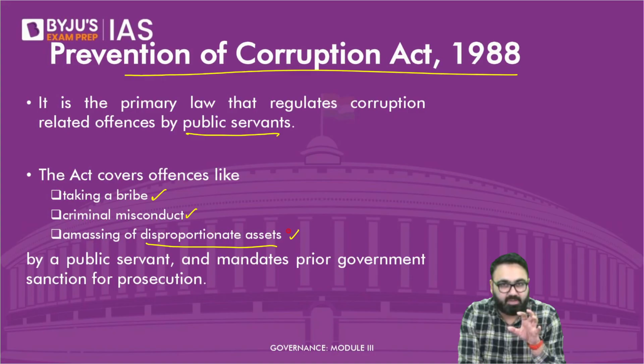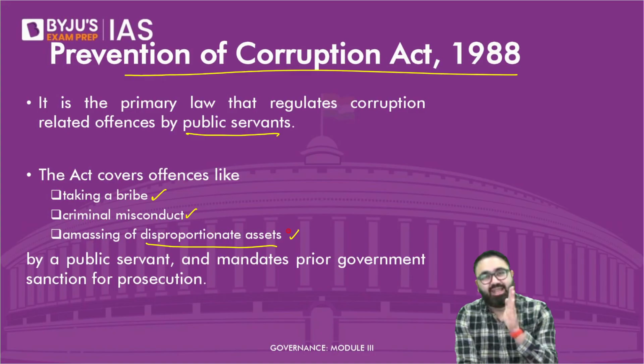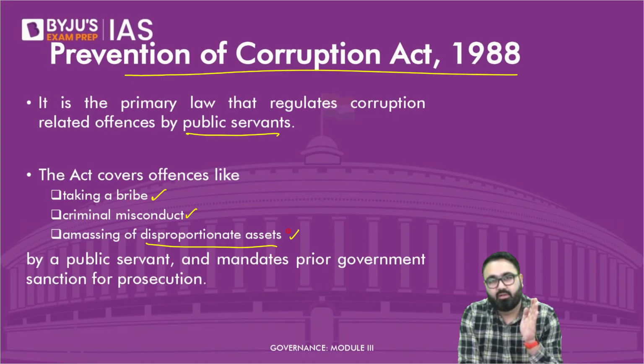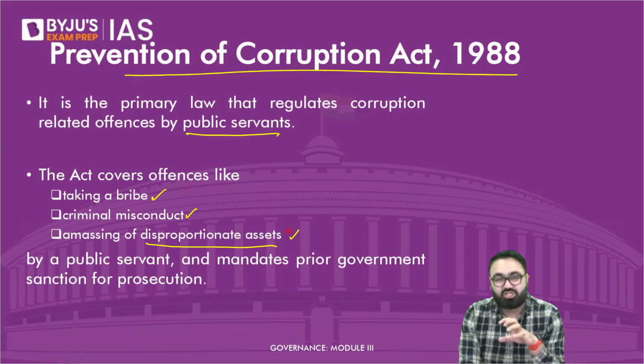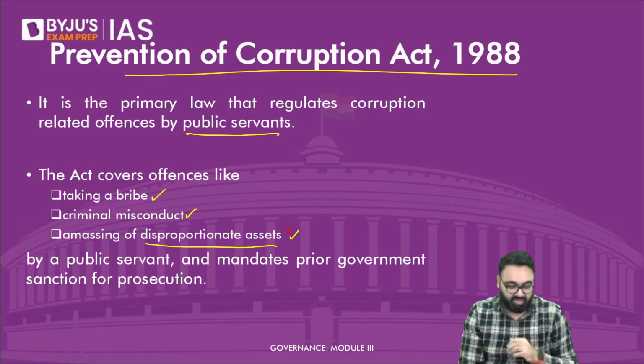For that purpose, the problem is first permission has to be taken from the government. Means under this law, if investigation has to start against a government official, the agencies cannot start the investigation before asking for the government's permission. So government's permission will be required.